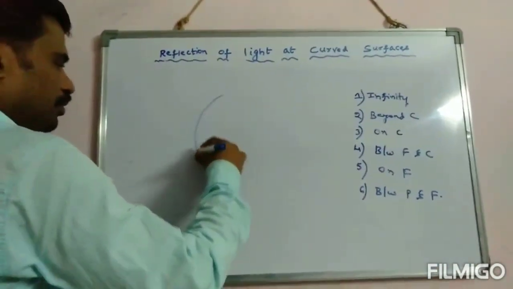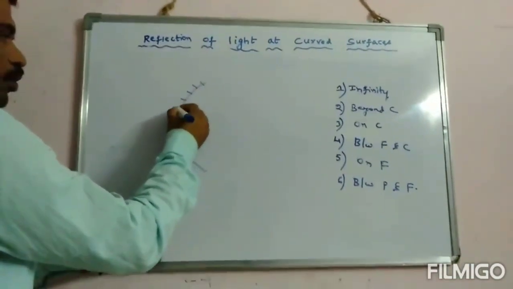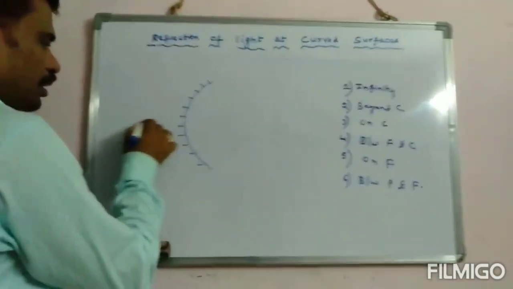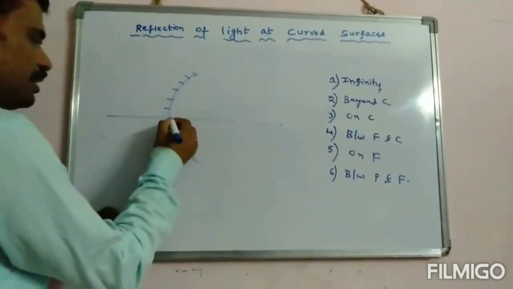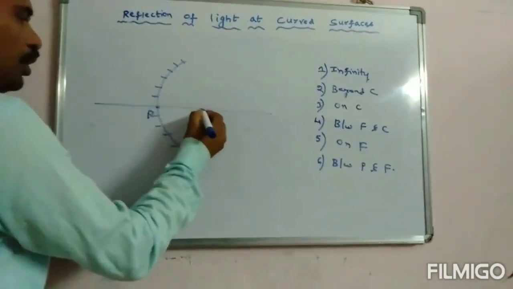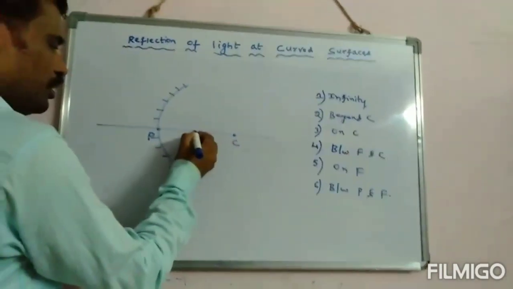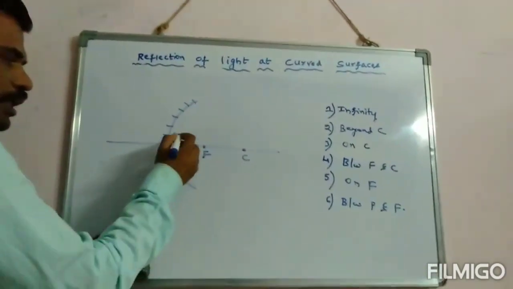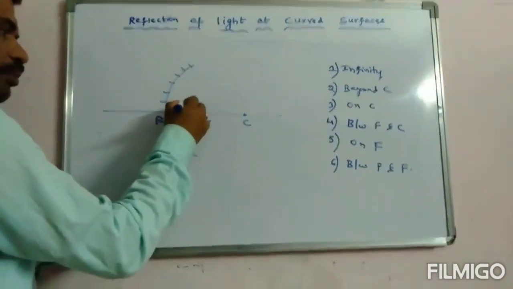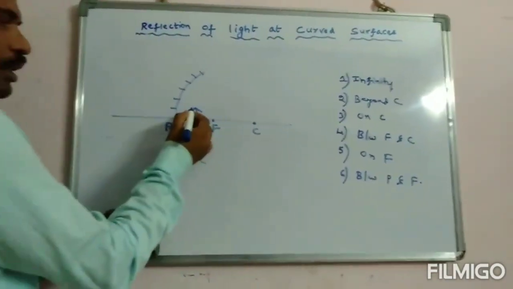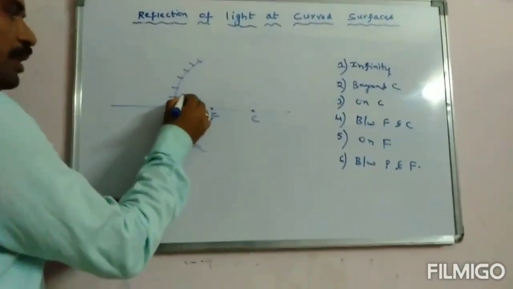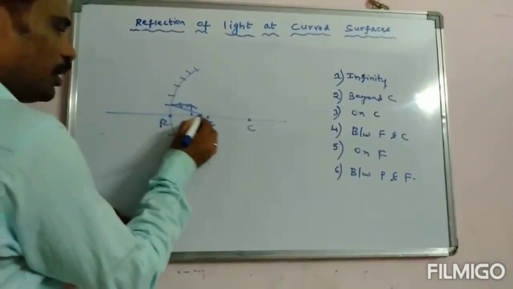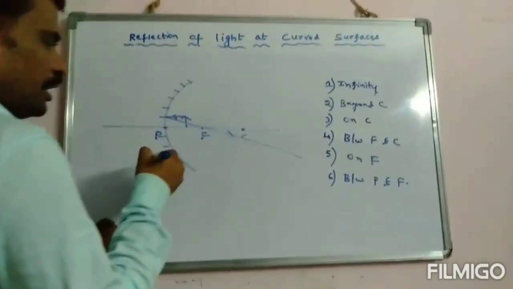Look at this carefully. Concave mirror, principal axis, pole, center of curvature, focus. Now I have placed the object between P and F. I have selected a ray parallel to the principal axis, then it will pass through the focus.